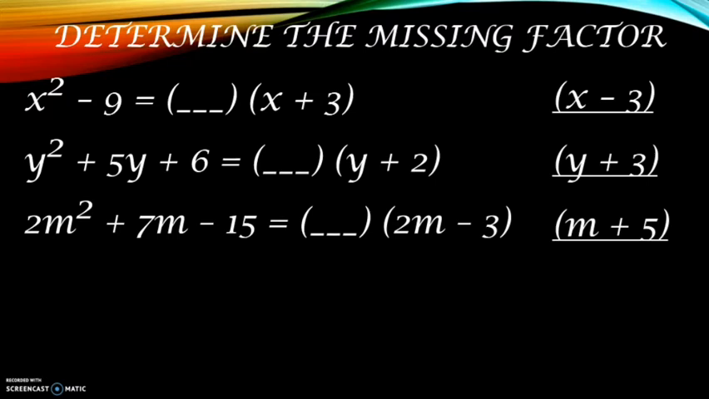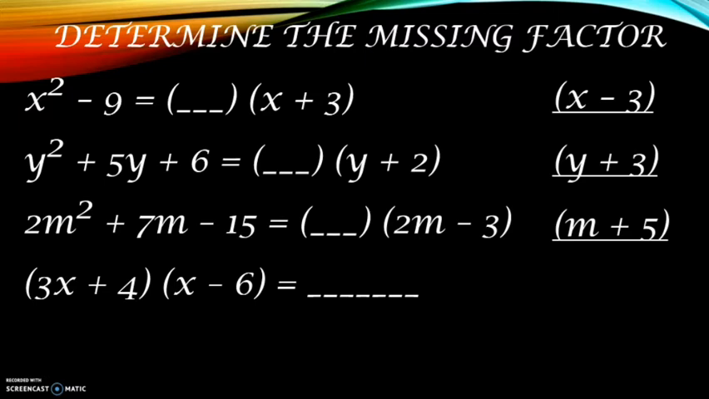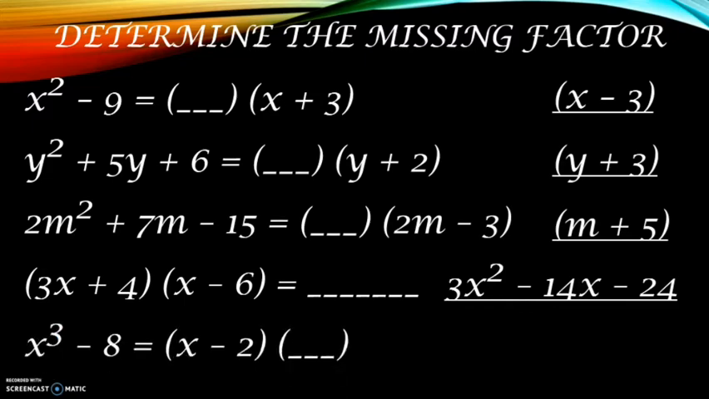Okay, how about if I give you the factors? Give me the product. So 3x plus 4 multiplied by the quantity x minus 6. What is the product? Very good. 3x squared minus 14x minus 24. And how about this one? x cubed minus 8 is equal to x minus 2 multiplied by blank. So one factor is given. What is the missing factor? Good job! It's x squared plus 2x plus 4.